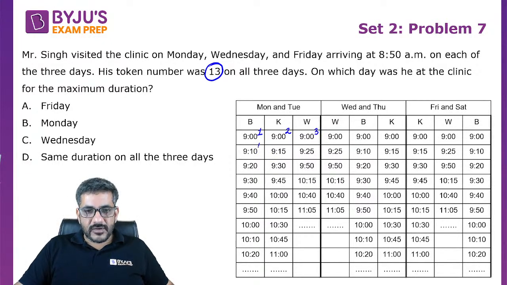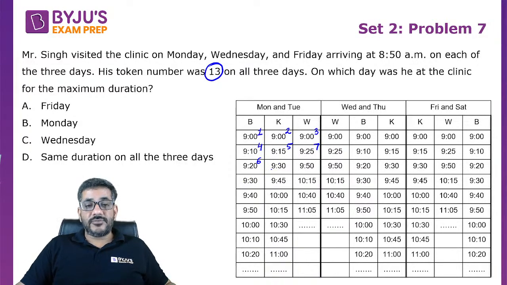So, patient number 4 would go here. Patient number 5 would go here at 9:15. Patient number 6 would go here at 9:20. Patient number 7 would go here at 9:25. Patient number 8 now. Now, both the rooms get free at 9:30, right? Both of them get free at 9:30.